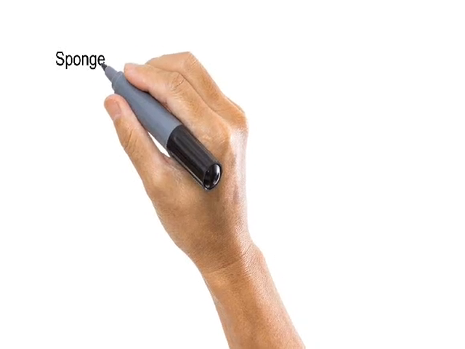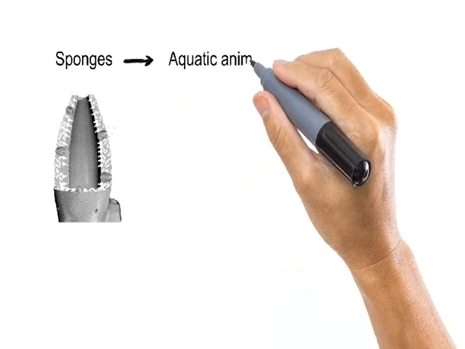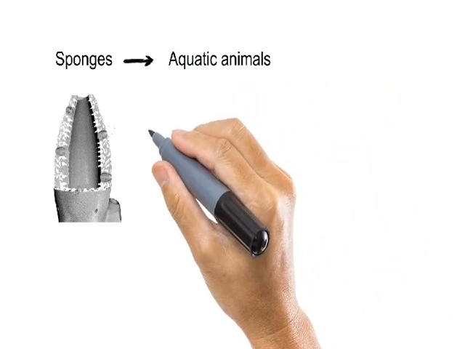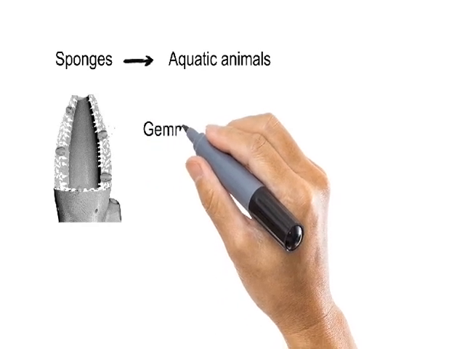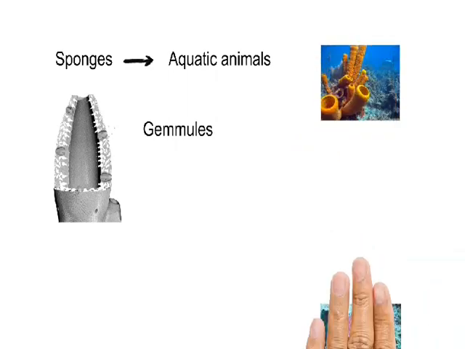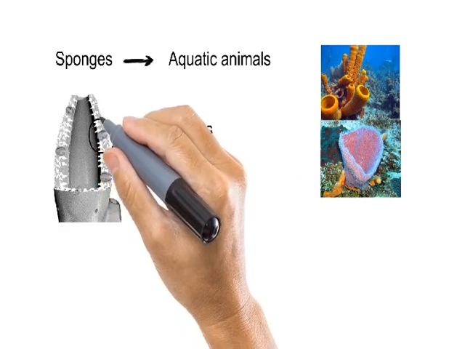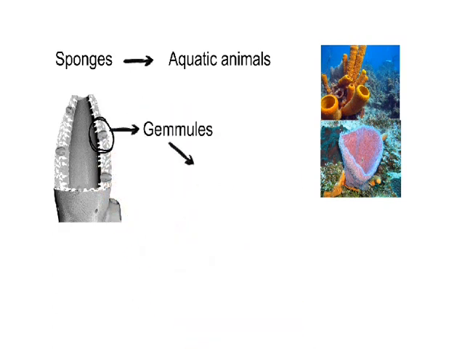The last example we will discuss is sponges. Sponges are aquatic animals. Although they don't look like animals, they look like plants. But these animals produce multiple small structures which are known as gemmules. Let me put some photographs. So these are the beautiful photographs of aquatic sponges. They are very beautiful animals, and these are the structures which are known as gemmules.